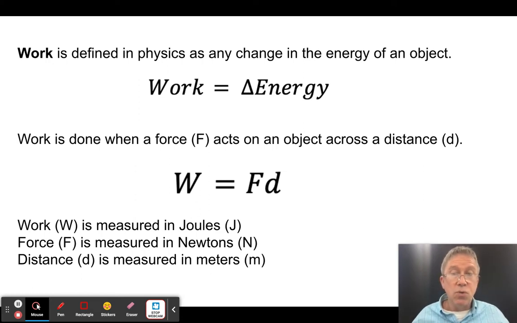So I'm going to measure it in joules. Force is going to be measured in newtons, but it's important that I measure distance in meters because the definition of a joule is such that it requires that the distance measurement be done in meters, not centimeters.